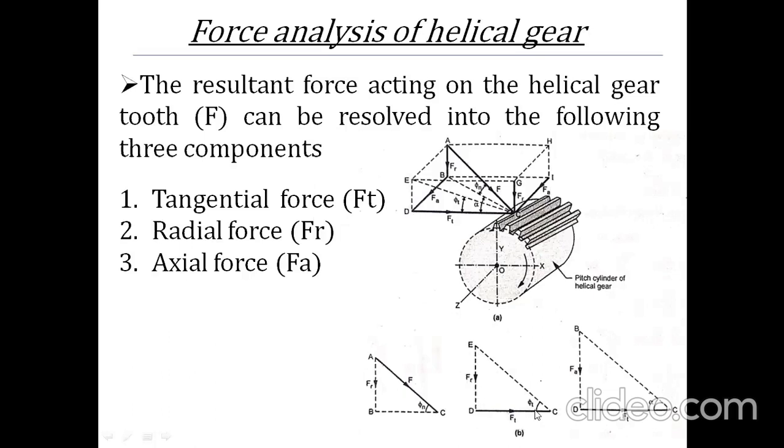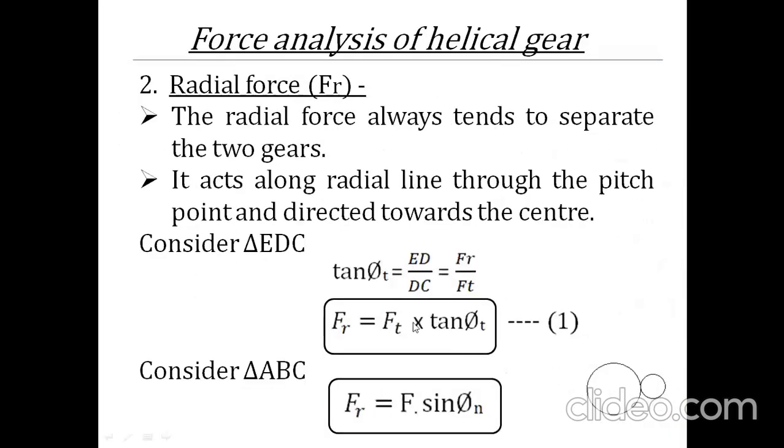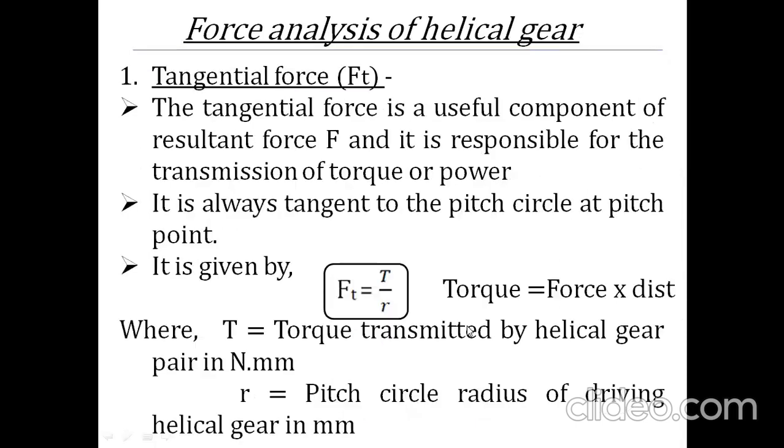By taking the tan relation of this pressure angle, tan phi t is equal to FR divided by FT. So FR is equal to FT into tan phi t. Remember these formulas for solving the numericals. So FR is equal to FT into tan phi t. Don't memorize the formulas by heart.